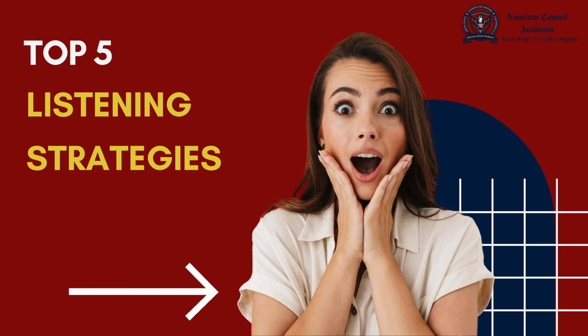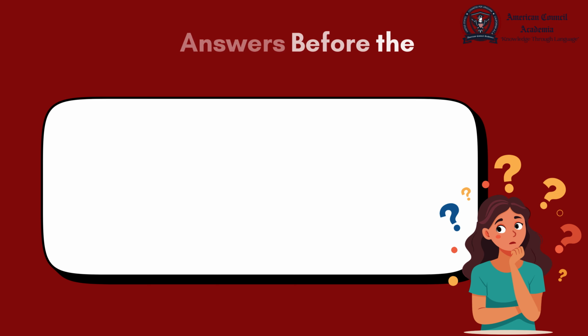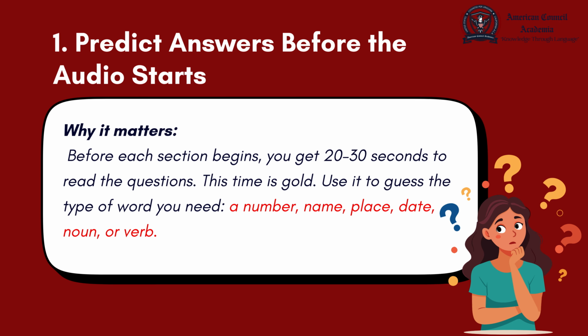When preparing for the IELTS listening test, mastering the top 5 strategies can dramatically boost your score. Let us start with the first one: predict answers before the audio starts. This is crucial because, before each section begins, you get 20 to 30 seconds to read the questions, and that time is gold. Use it to guess what type of word you need.